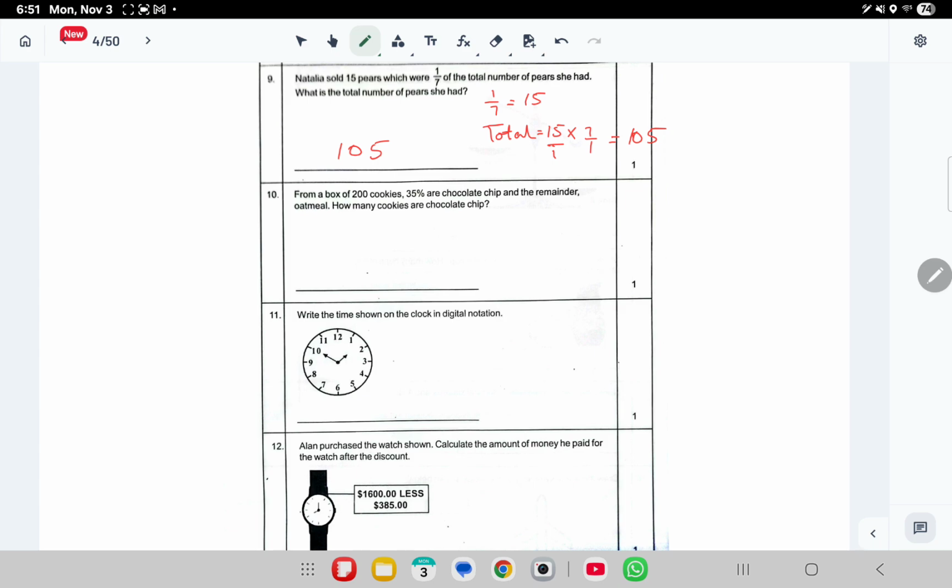Number 10, from a box of 200 cookies, 35% are chocolate chip and the remainder are oatmeal. How many are chocolate chip?